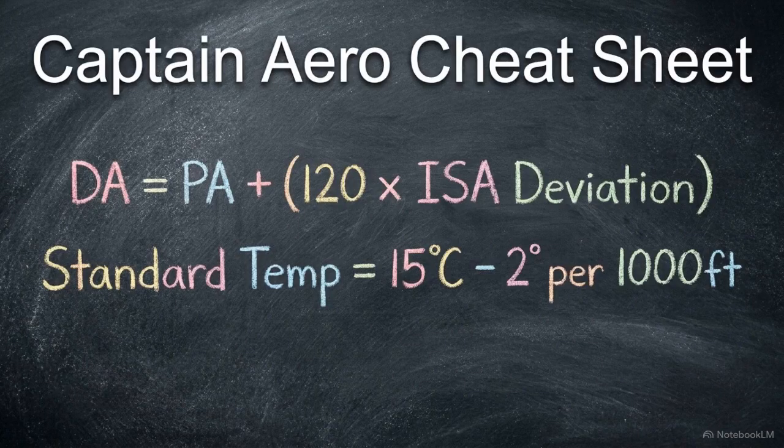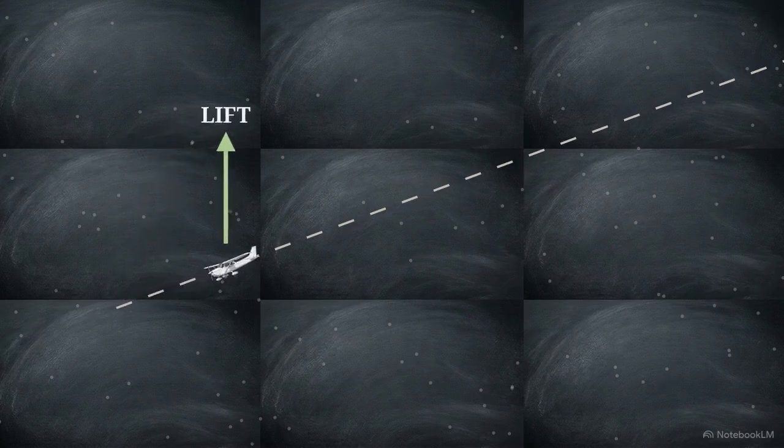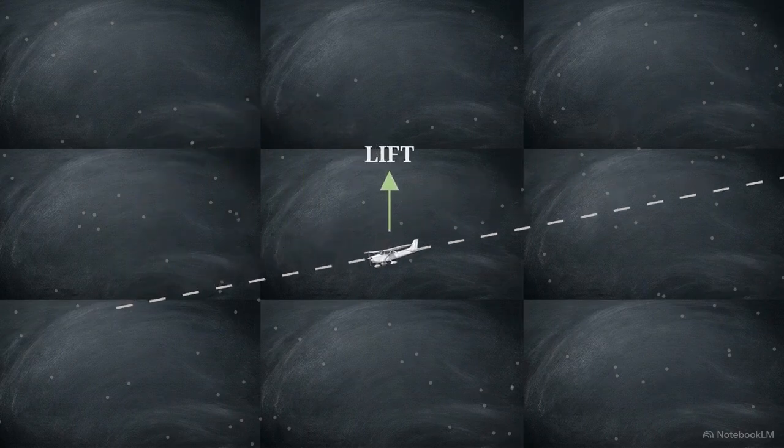Screenshot this summary for your records. It contains the core formula, the standard temperature lapse rate, and the performance rules you'll need for both your exams and your pre-flight planning. To recap the principles, high density altitude degrades aircraft performance.